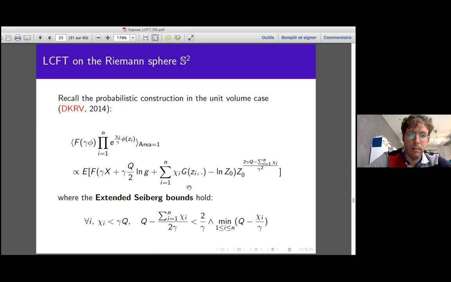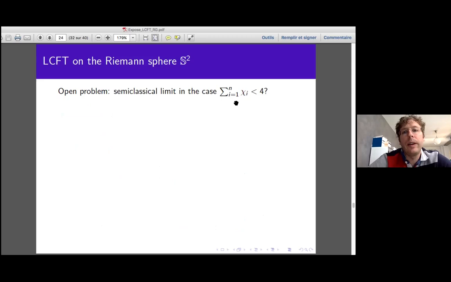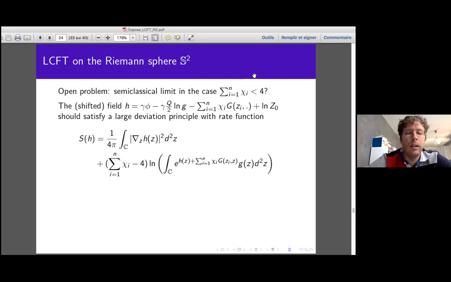And so, one can see that these conditions can be compatible with chi_i's whose sum is smaller than four. Okay, and one thing that should be true is that if I take my Liouville field under this law, and I take out, say, the tensor term with the log g, this is the metric on the sphere, four over one plus z squared, to the square.